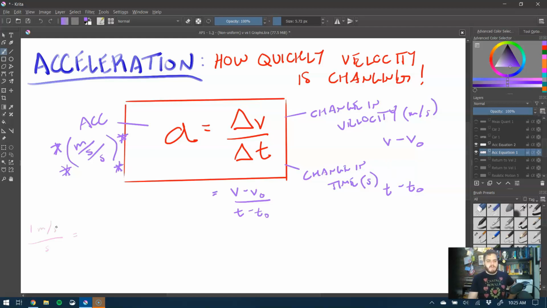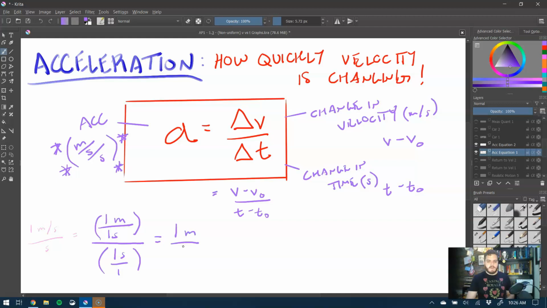So if I have 1 meter per second, I'm going to rewrite this slightly. I'm going to say I have 1 meter over 1 second, which is 1 meter per second, divided by, and now I'm going to make seconds into a fraction by just saying 1 second over 1. Remember that over 1 is the exact same thing.